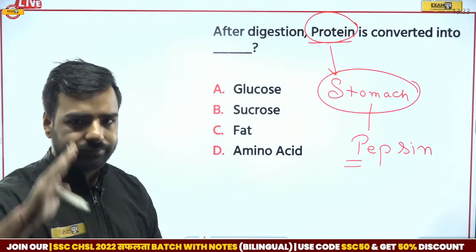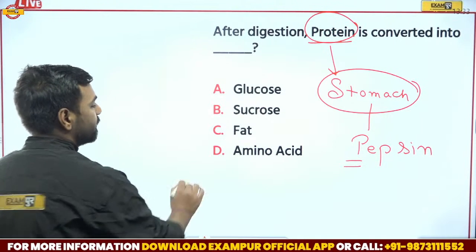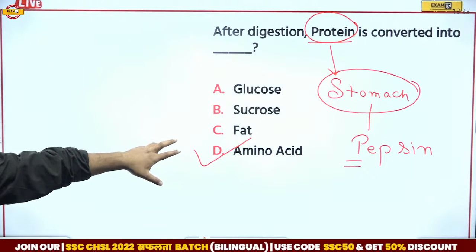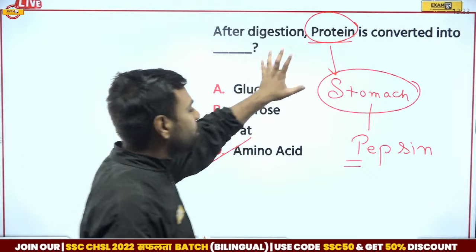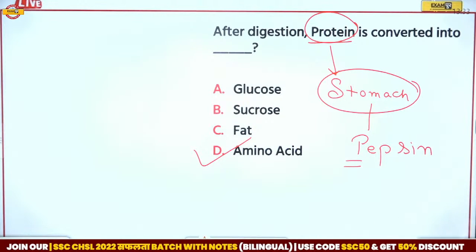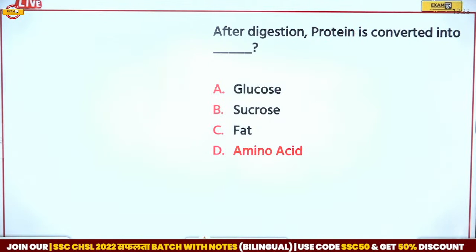So very good, Kanak. Hats off. Totally correct. So the correct answer is going to be amino acid. So after digestion, protein is actually converted into amino acid. And yes, protein digestion is taking place in the stomach for the first time. So here, option number D, that is amino acid, is going to be the correct answer.